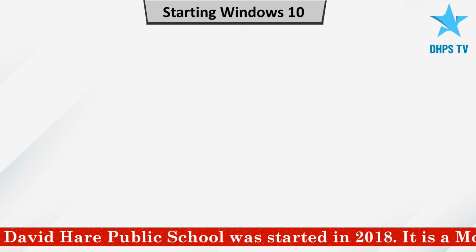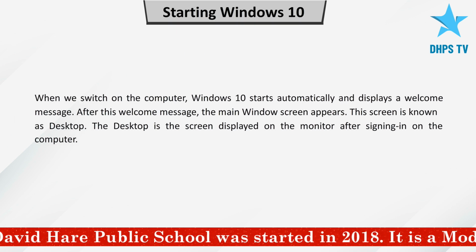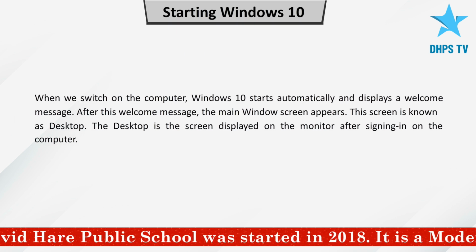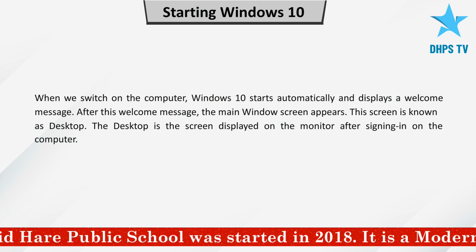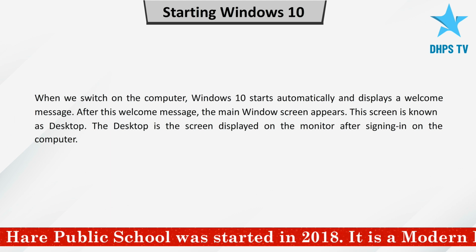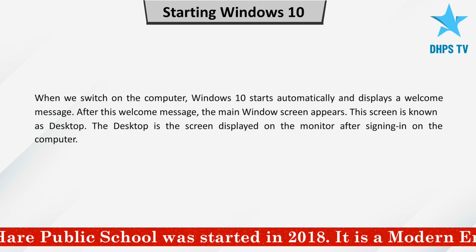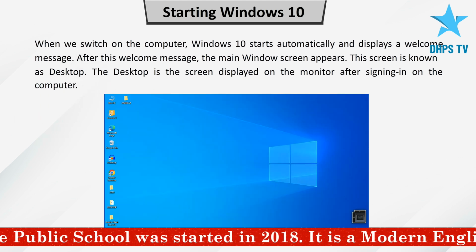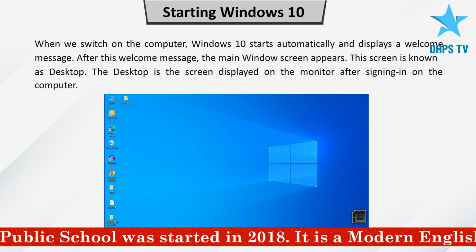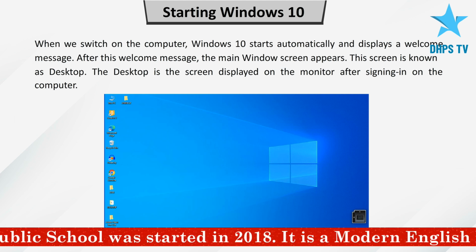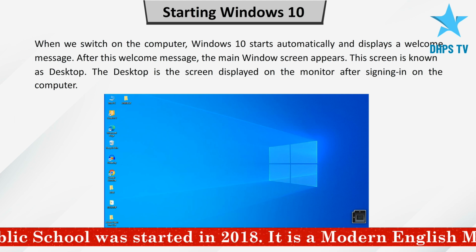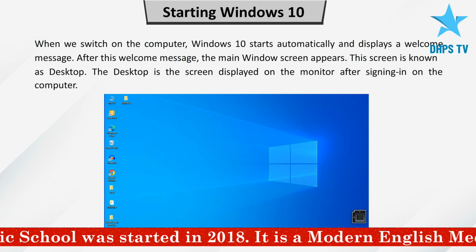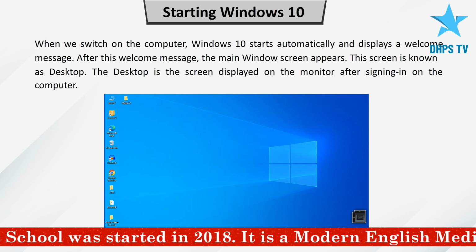Starting Windows 10. When we switch on the computer, Windows 10 starts automatically and displays a welcome message. After this welcome message, the main Windows screen appears. This screen is known as desktop. The desktop is the screen displayed on the monitor after signing in on the computer.